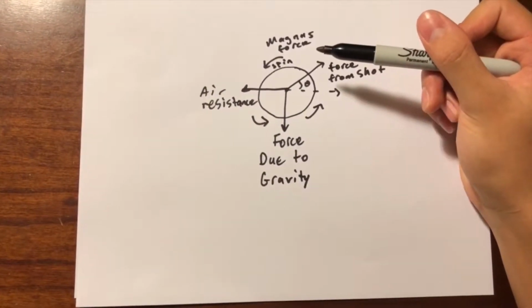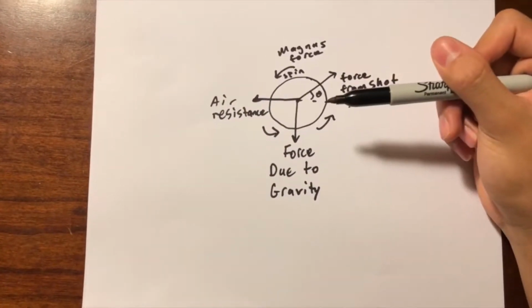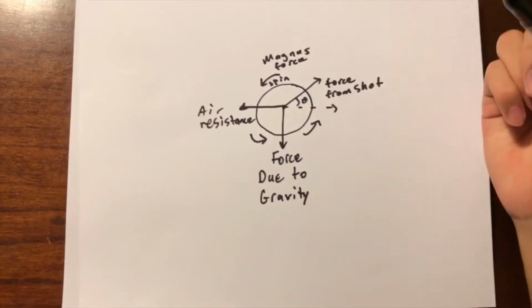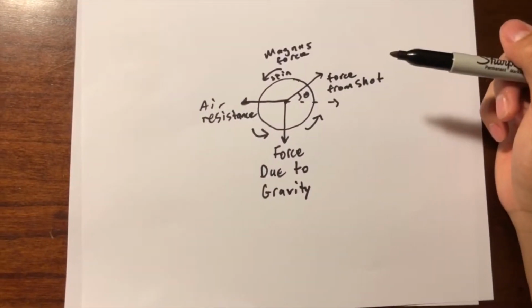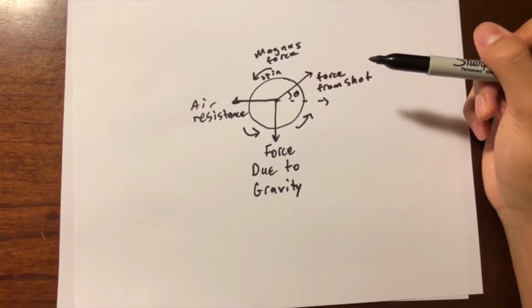The Magnus force is characterized by the unique backspin that is imparted on the basketball by the shooter. This backspin allows the ball to slow down in its ascent, causing a sort of cushion that makes it so the ball doesn't necessarily violently bounce off the backboard.